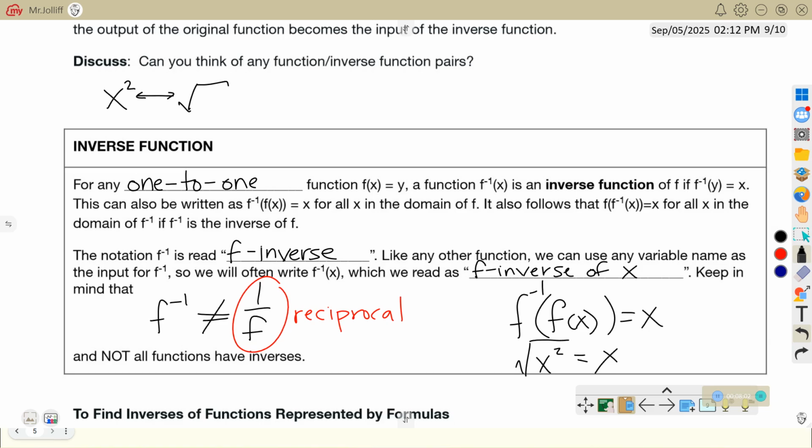So this is a nested function. We call them composite functions. The outside function is f inverse. The inside function is f. And if I do f inverse of f, they undo each other and spit back out the original input. That's what the definition of an inverse function is.